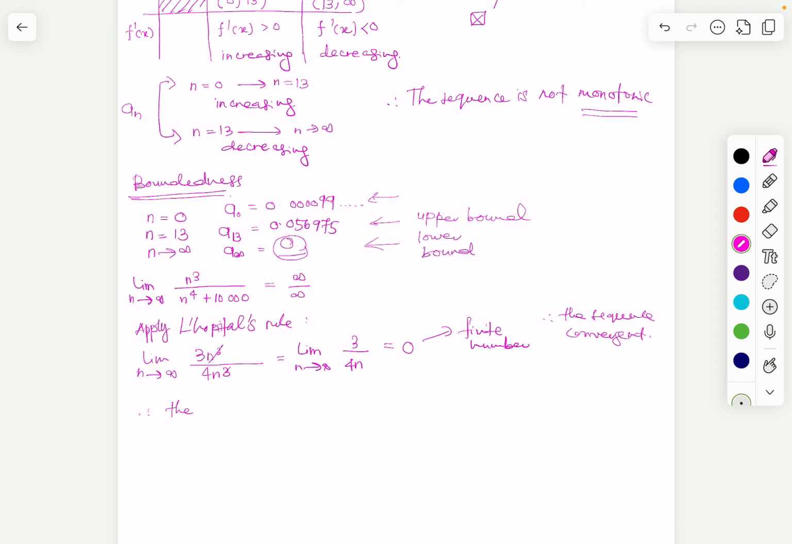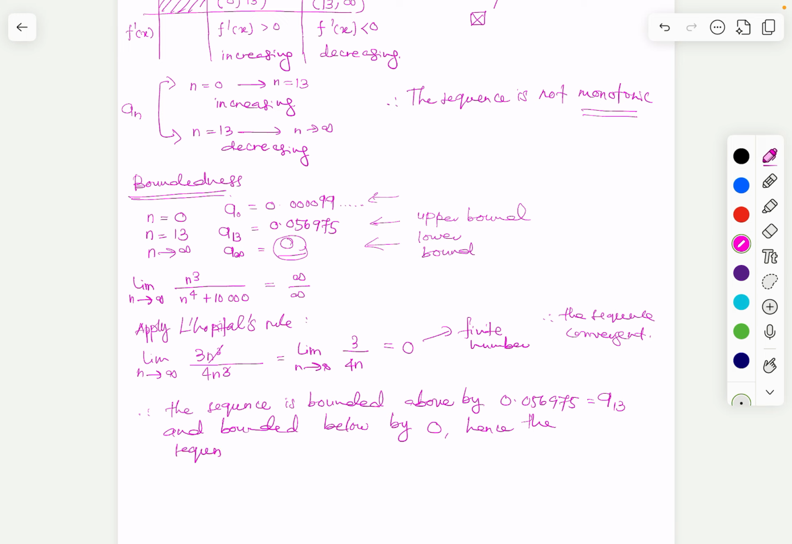So the sequence is bounded above by 0.056975, this is for the A13, and bounded below by 0. Hence the sequence is bounded.